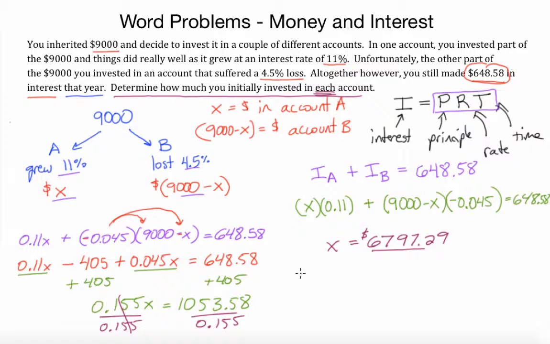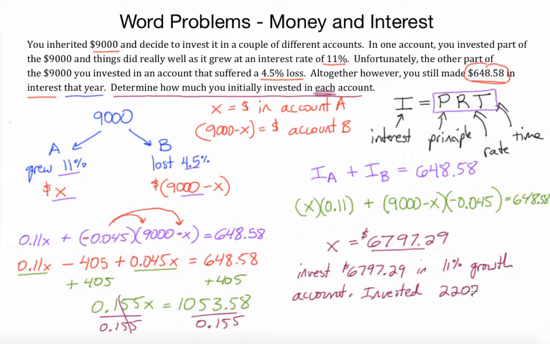So we invested $6,797.29 in the 11% growth account. And to find what I put in the other one, I take that from 9,000, right? So if I subtract that from 9,000, we see that we invested $2,202.71 in the 4.5% loss account.